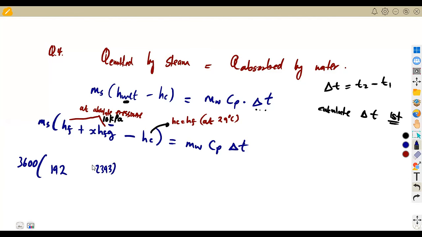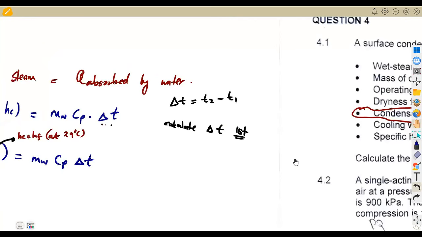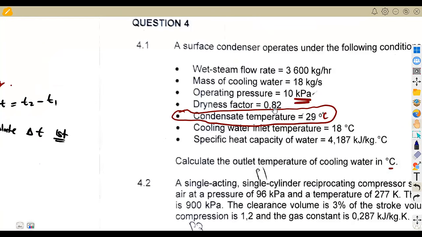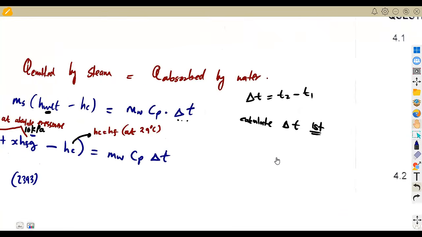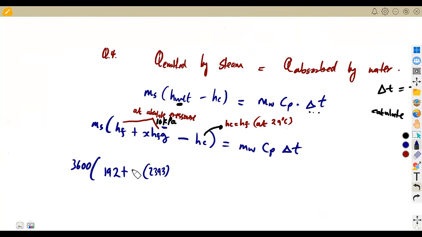We're going to multiply this by X, which is our dryness factor, and our X here is 0.82. So you're going to multiply by 0.82 in this case. This 192 here, we just took from our steam table at this pressure, and also this 2393, minus HC.